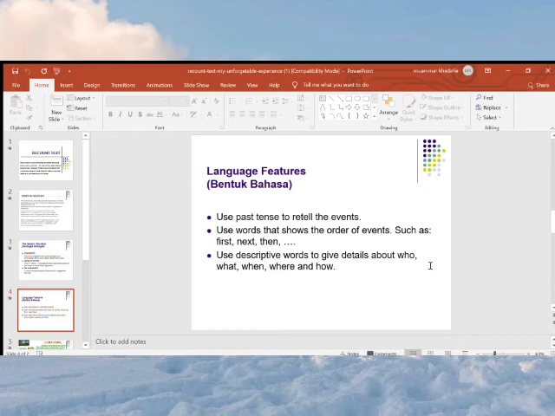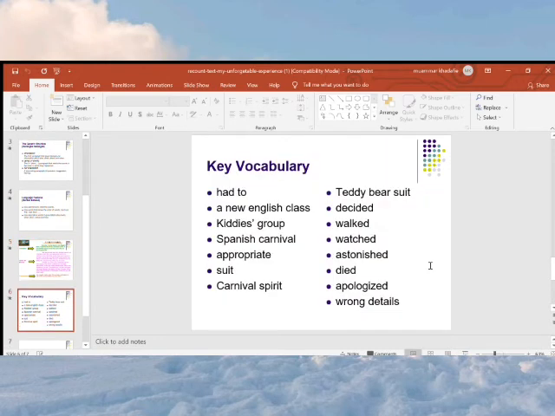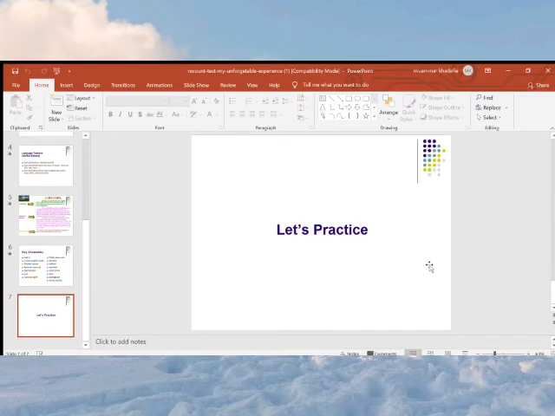Oke, seperti definisi tadi, kalau recount text itu menggunakan simple past tense. Use past tense to retell the events. Nah, this is an example of recount text. Vocabulary ini bisa kalian kembangkan untuk membuat sebuah recount text. Any question so far? No, sir.